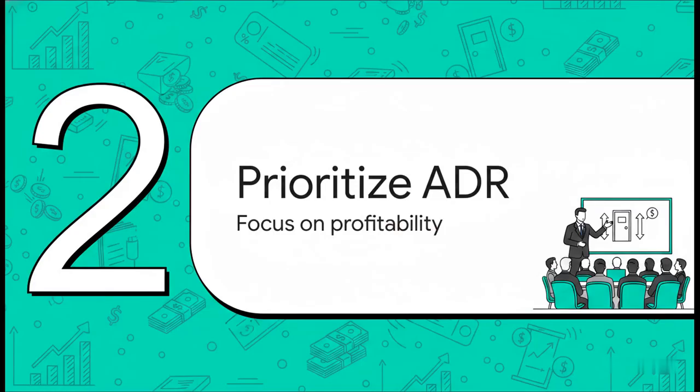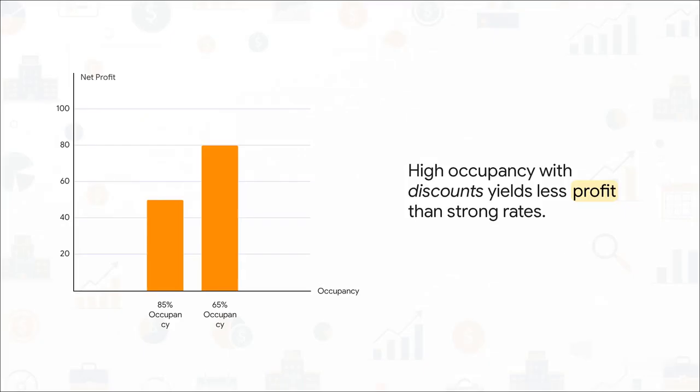Let's move on to Section 2, prioritizing ADR over occupancy. We really need to talk about why full rooms do not always mean full pockets. Now, this completely shatters a massive misconception in hotel management. Believe it or not, a property running at a seemingly fantastic 85% occupancy, but achieving that through aggressive discounting, can actually generate significantly less net profit than a property sitting at just 65% occupancy that held the line and maintained strict pricing discipline. Seriously, occupancy without healthy pricing is just a dangerous vanity metric.